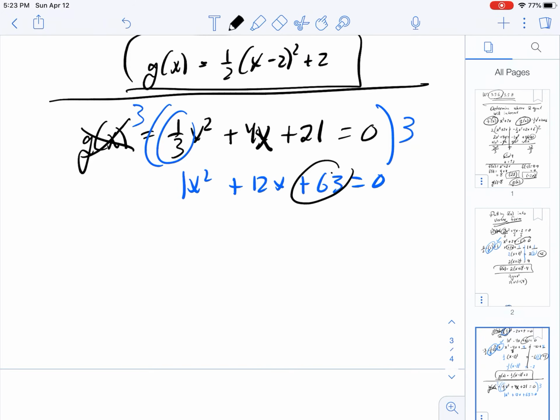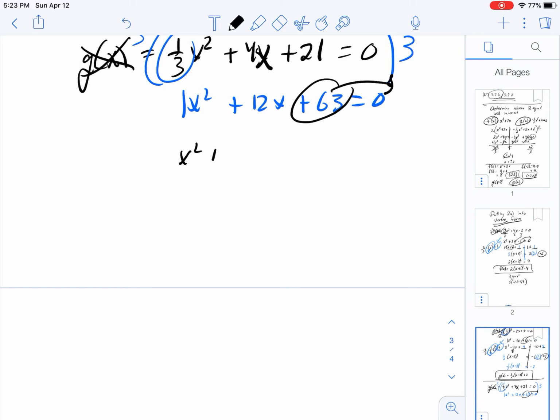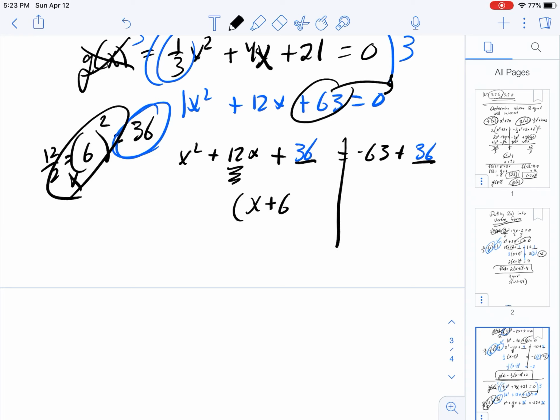Now let's move this to the other side. So I have x squared plus 12x plus blank equals negative 63 plus blank. Here's my key piece: I want to divide that by 2, which is 6, squared is 36. So again, here's my first part, 36, 36. Now here's my next part: x plus 6 squared equals negative 27.